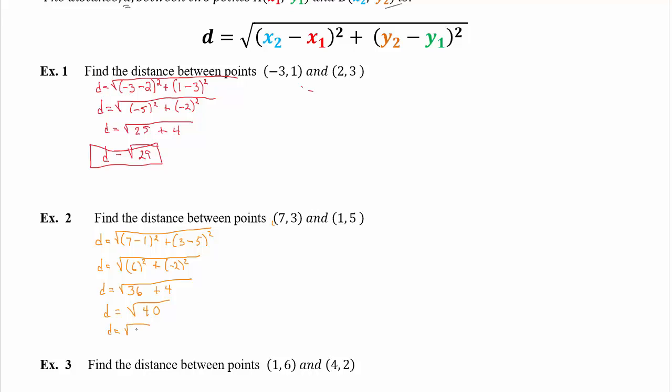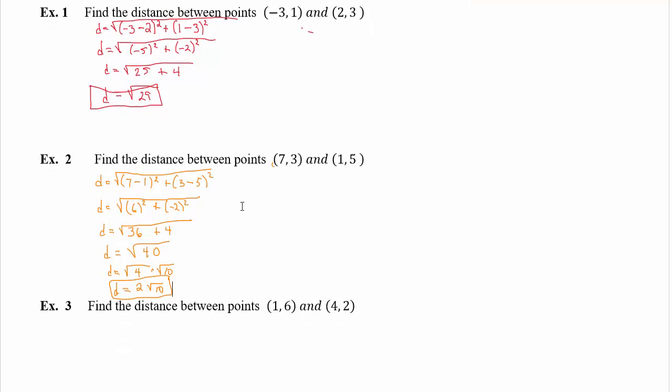4 goes into 40. So we can break the square root of 40 into the square root of 4 times the square root of 10, like we've done before, and d equals 2 square roots of 10. And that is our most simplest answer. Some of our answers, as you see here, will have square roots as part of them. And make sure to simplify your answer as much as possible.